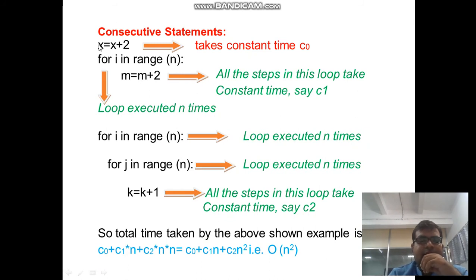Consecutive statement: here x is equal to x plus 2, this is an assignment, it will take constant time C0. Then this loop repeats n times, and this will take constant time C1. Next, again for i in range n and for j in range n, this will take constant time C2. So our algorithm will take the total time C0 plus C1 into n plus C2 into n into n. Here the highest term is C2 n square. We ignore all the constants, and our efficiency is O(n square).